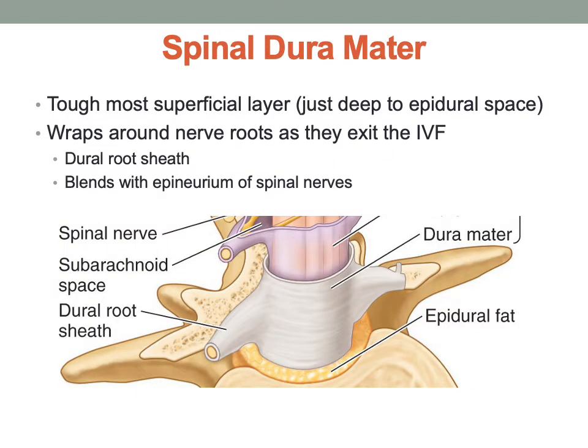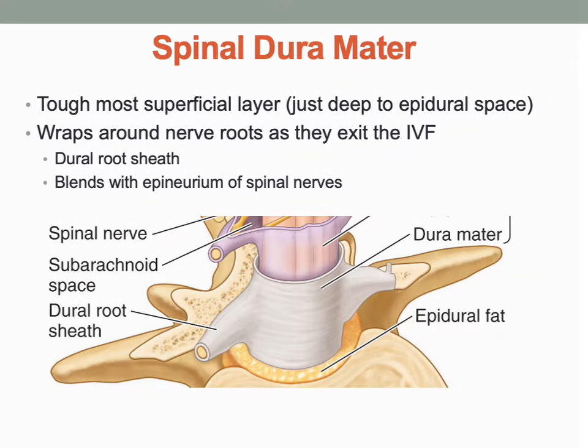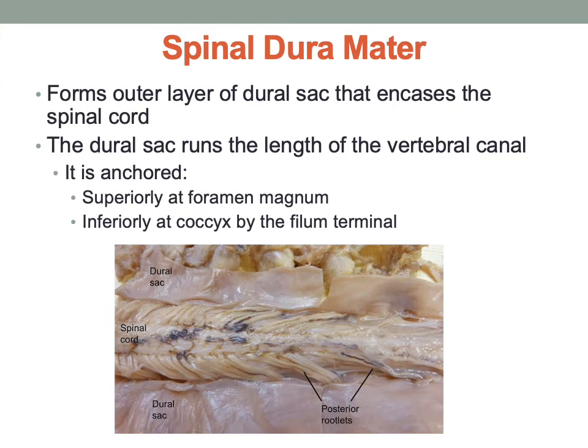The spinal dura mater is the toughest, most superficial layer, and it's just deep to the epidural space. It wraps around the nerve roots as they exit the intervertebral foramen, and when it does this, they are called the dural root sheaths. And this dural root sheath will blend with the epineurium of the spinal nerves. The spinal dura mater forms the outer layer of the dural sac. The dural sac encases the spinal cord and runs the length of the vertebral canal. It is anchored superiorly at the foramen magnum and inferiorly at the coccyx by the filum terminale.